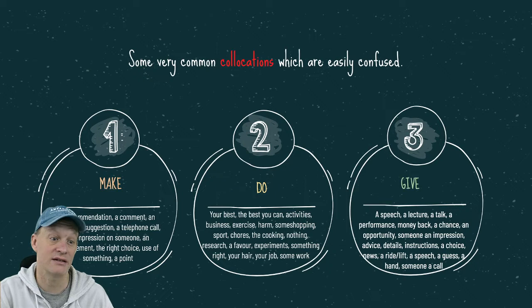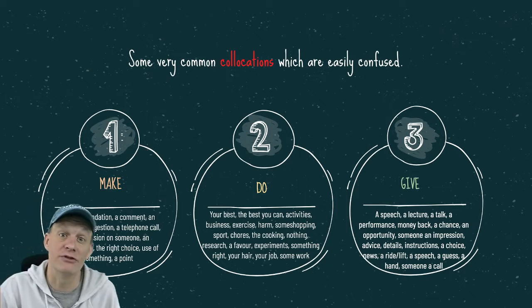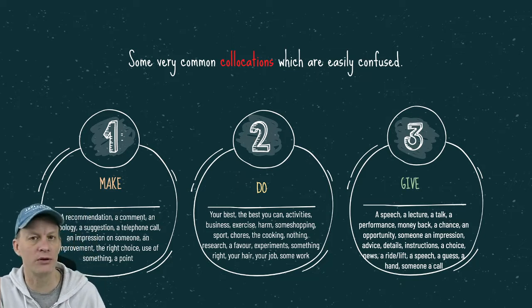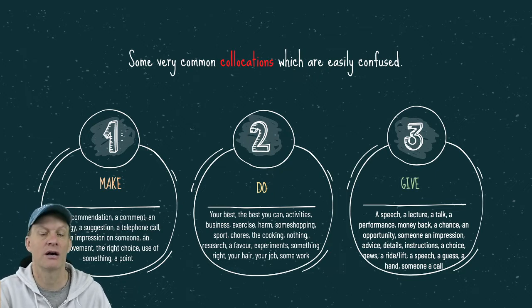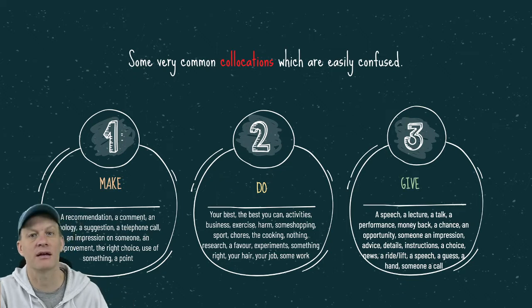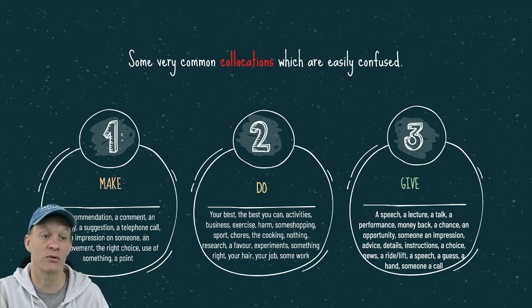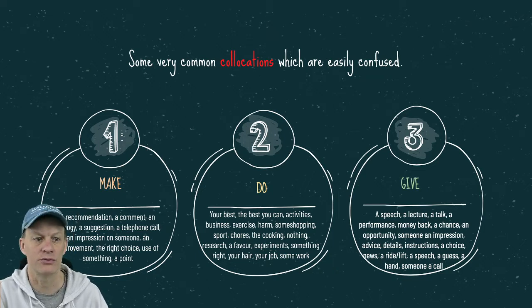Give advice, give details, give instructions, give a choice, give news. With this one, always remember that news is plural. We don't give a new, or to give a news. I know a lot of people want to put that in there because in Spanish you have "una noticia." It's not the same. In English, it's uncountable and always plural. So give some news. Give me the news. What's the news? Is it good news? Is it bad news? But we never say "a news," okay?